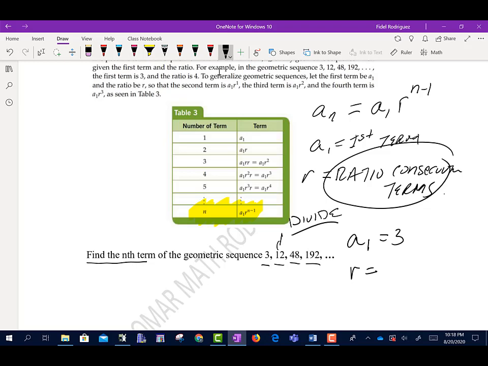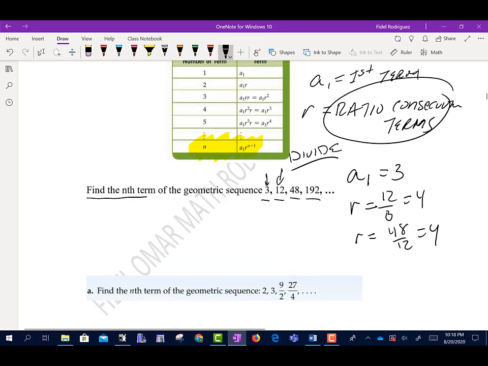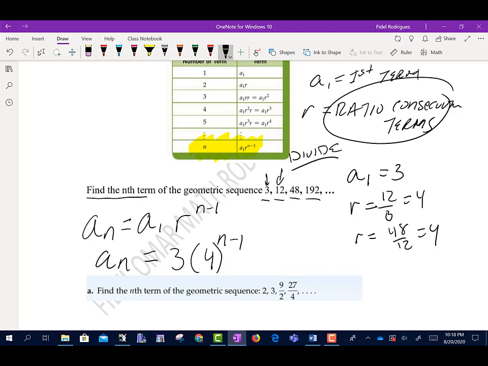So if I were to take the second term and divide it by the first, 12 divided by 3, I get 4. I can do the same thing with the next two terms. 48 divided by 12, I get 4. So on and so forth. It's always going to be like that. So now we can write out our formula. AN equals A1 times r to the power n minus 1. So AN equals the first term, which is 3, times 4, in parentheses, to the n minus 1. I'll put my little dot right there to let me know that I am multiplying.